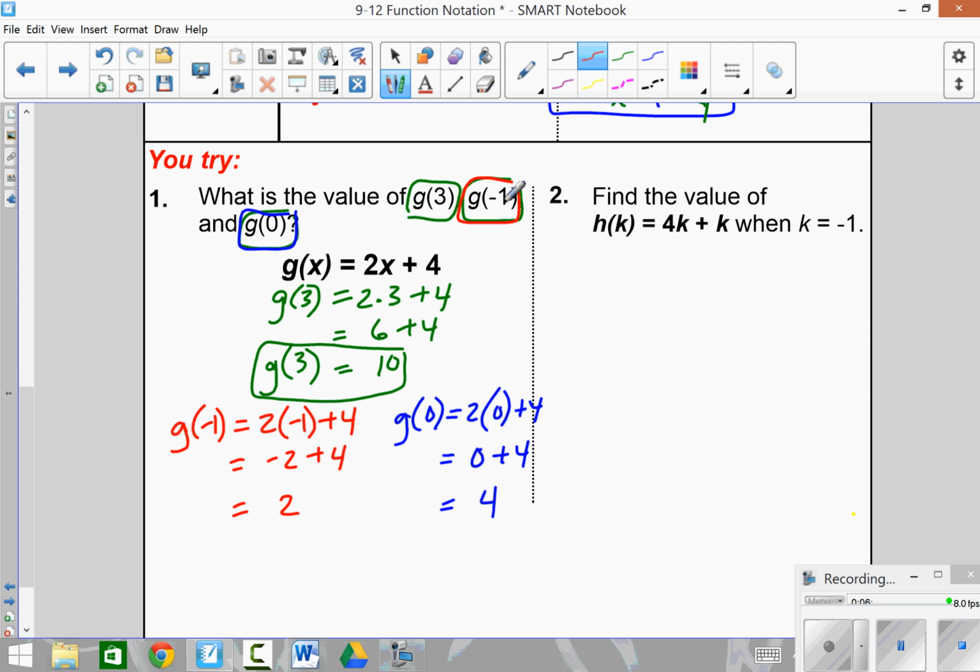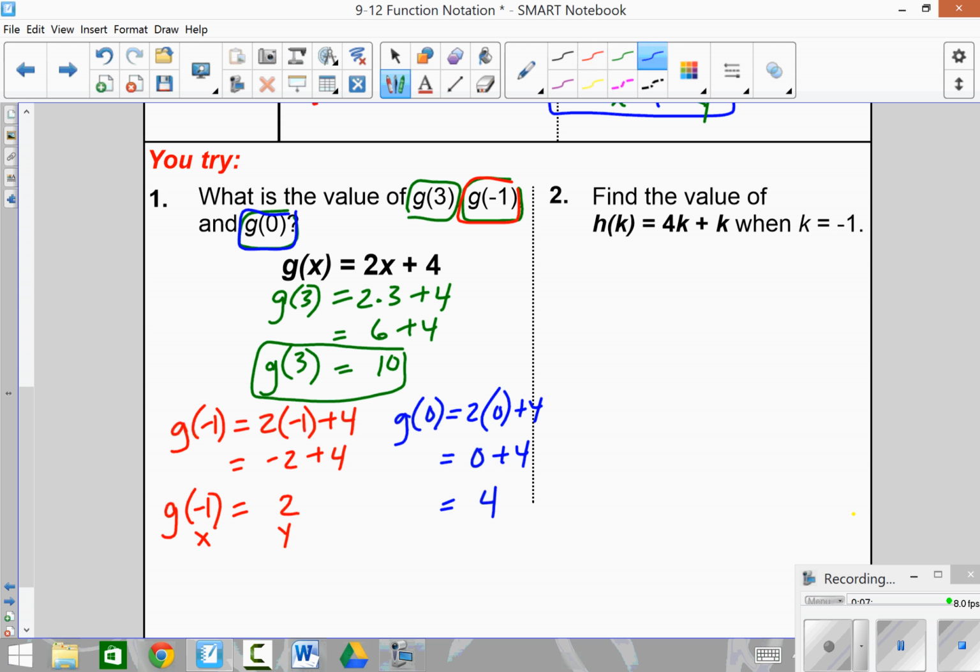So g of negative 1. In this function of g, when the x is negative 1, I'm going to put a negative 1 wherever I see an x. So this is why over here there's an x here. I have 2 times negative 1 plus 4. Did the math, it all equals 2. So that means in the function g, when I put in x equals negative 1, the entire function equals 2. So that would be your y.